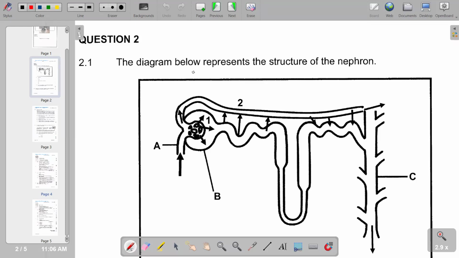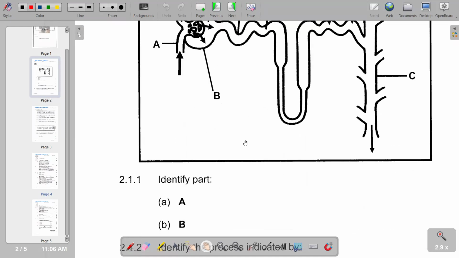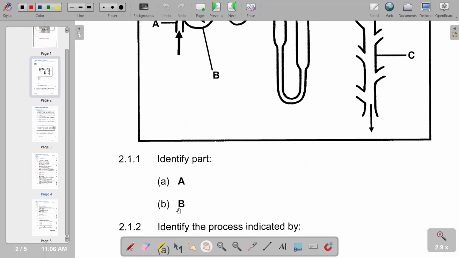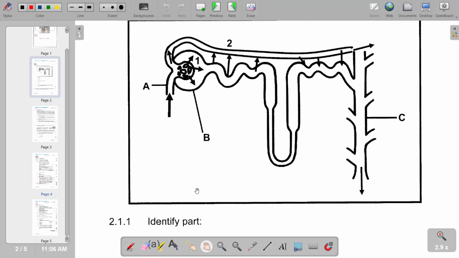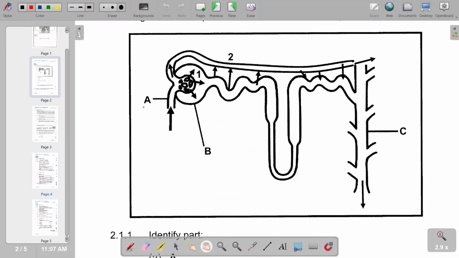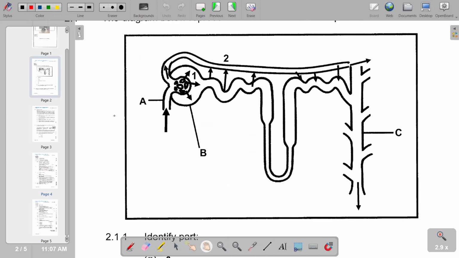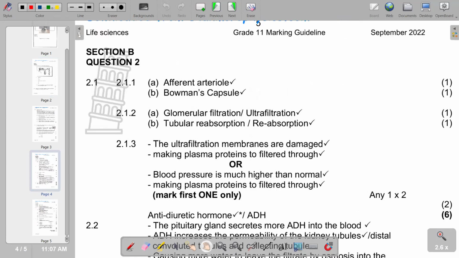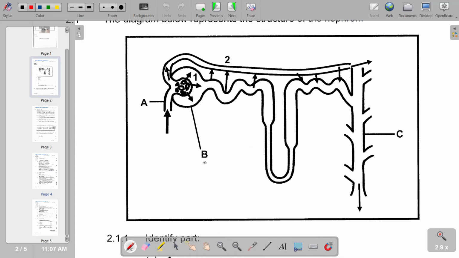Question 2 is the diagram below represents the structure of the nephron. Of course, this is the diagram that we are given. We've got A, B, and C. And then in terms of the first question, identify part A and also identify part B. So if you check according to what we are given, A is an afferent arteriole, as indicated in our other section. Then we go to the next one, which is B, which is the Bowman capsule, is indicated.